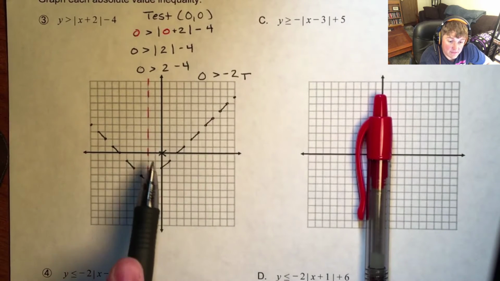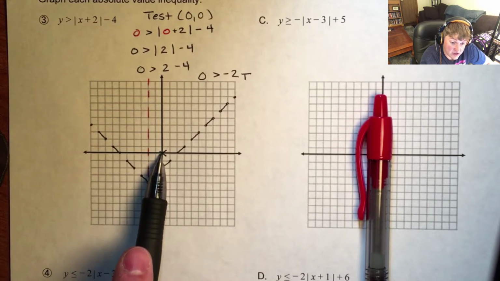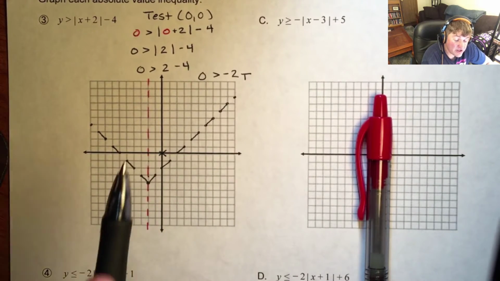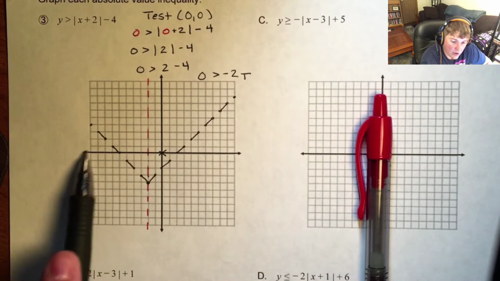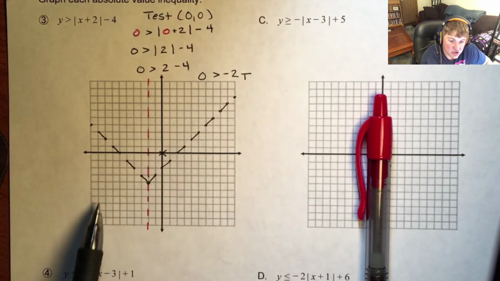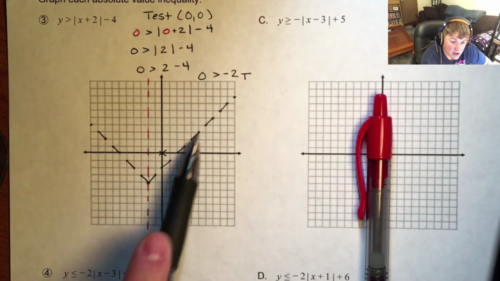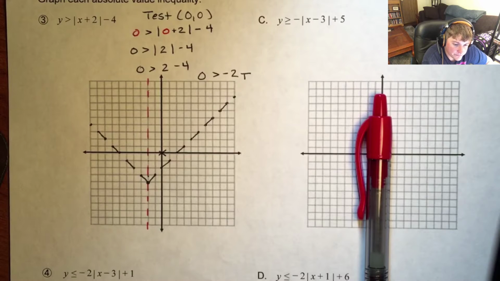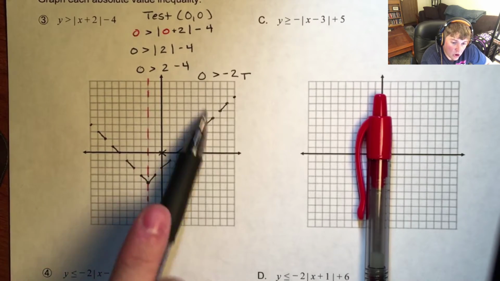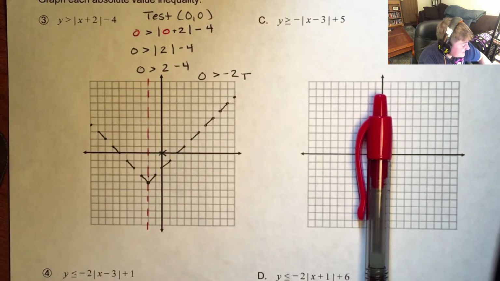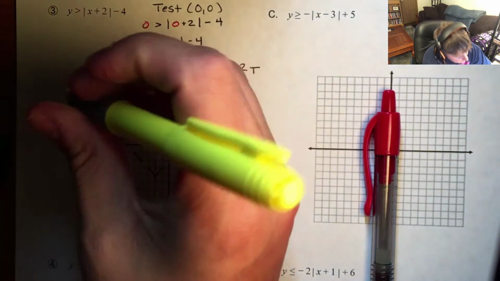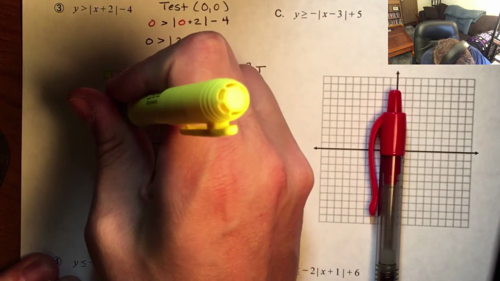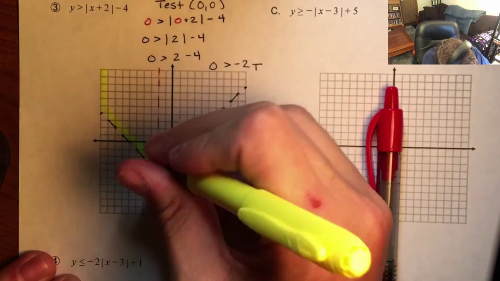So what does that mean? That means 0, 0 is a solution. And all my solutions, again, are either all on this side or all on this side. It can't be mixed and matched on both sides of our boundary line. So they're all in here, meaning it's all kind of inside of the V. So I can go ahead and get my highlighter out, and then I can highlight this inside part.